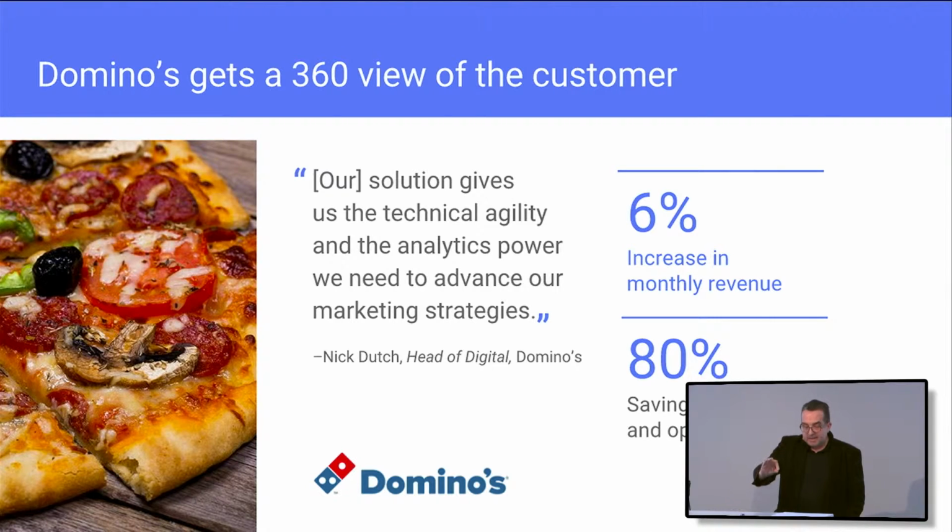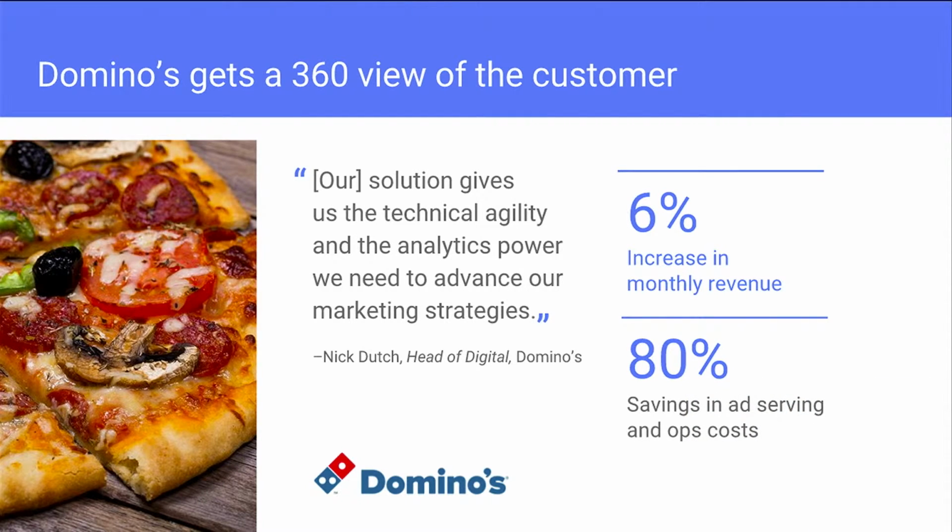Take Domino's as an example. They implemented a series of integrated tools, including tag management, site and app analytics, and data analysis tools. They then connected their existing data sources like demographic information, order frequency, and order methods to these tools to build out the full customer journey. The resulting understanding of user behavior across devices allowed Domino's to save 80% in ad serving and operations costs. The ability to act quickly also helped Domino's realize a 6% increase in monthly revenue.